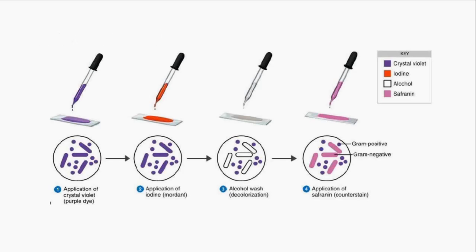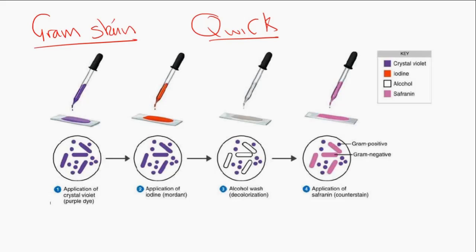Okay, so here we said we'll do a quick description of what a gram stain is. So this process here is called a gram stain, if you haven't guessed already. A gram stain is a test that we do. Its purpose is essentially to differentiate between two types of bacteria.